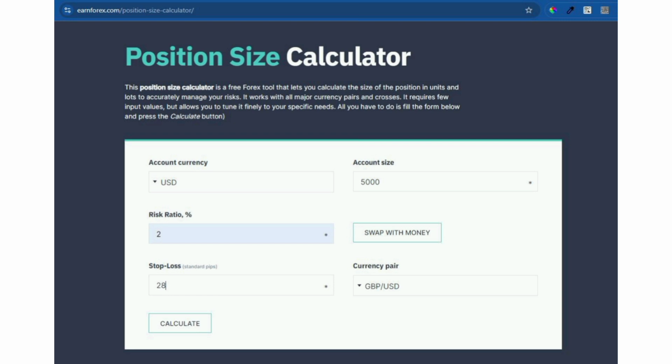And then last but not the least, you will select the currency pair that you are trading with. In this example, I am trading GBP USD. That's why I selected GBP USD. Once you are done inputting the necessary parameters here, you would head on and click calculate, so you can see the magic.